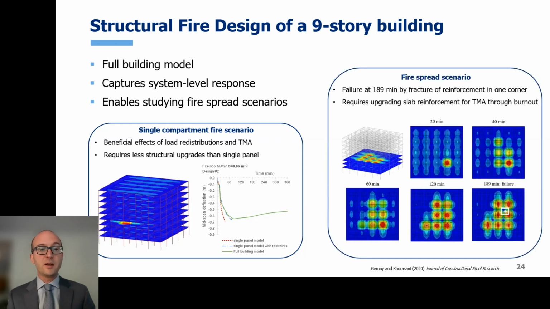Next, we use the same model to check the fire spread scenario. And in order to survive to full burnout, because now the scenario is more severe, we need to re-increase a little bit the amount of steel reinforcement in the slab. So the same strategy, harnessing tensile membrane action works, but in terms of detailing, we need a little bit more steel in the slab than with a single fire. And that's because we have multiple panels, multiple sections of the floors that are heated in the same event.